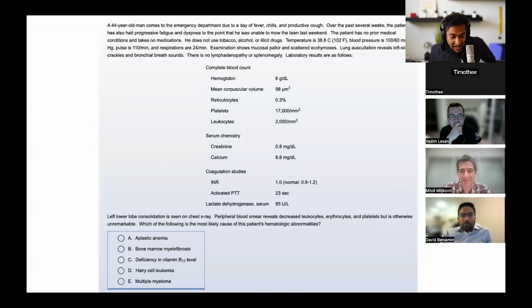I'm also not very confident that that's true. No one listened to the lungs that closely in the noisy ER. No lymphadenopathy, no splenomegaly, hemoglobin 6, MCV about 100, reticulocytes low, platelets low, leukocytes low. Oh, interesting. Creatinine normal, calcium looks fine, INR fine, coags fine, LDH low. Left lower lobe consolidation seen on chest x-ray. Blood smear shows decreased leukocytes, erythrocytes, and platelets, otherwise unremarkable. What's the most likely diagnosis?